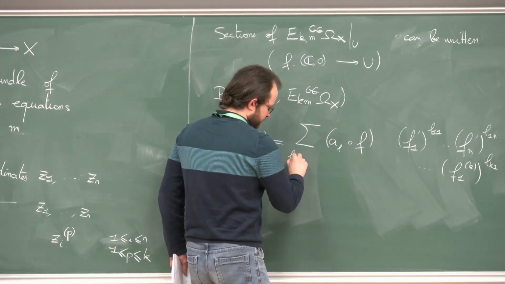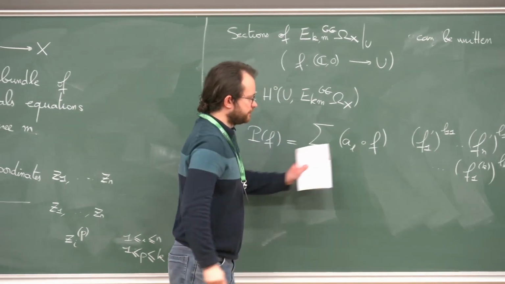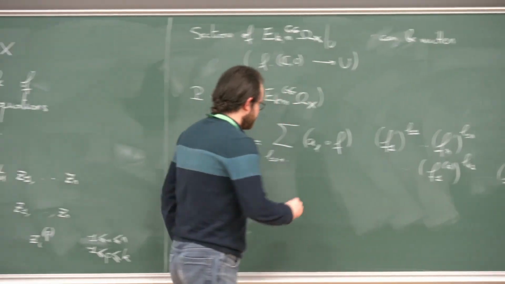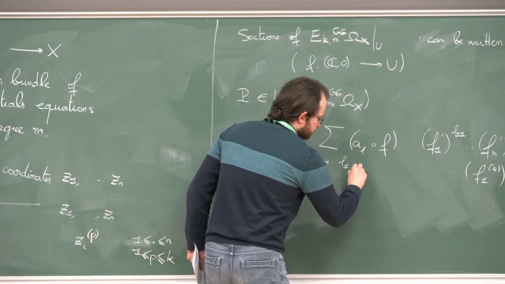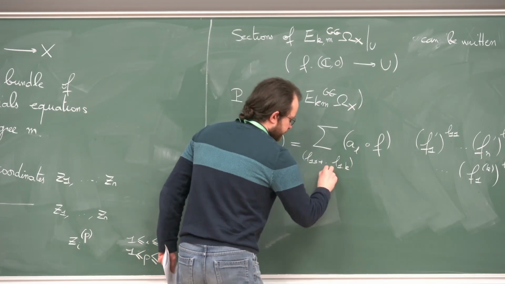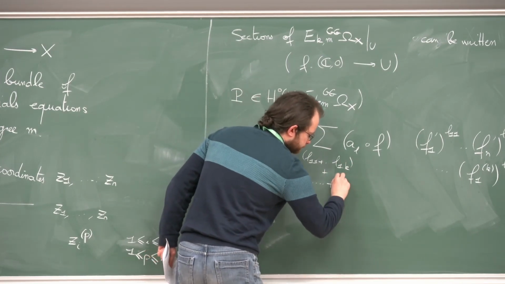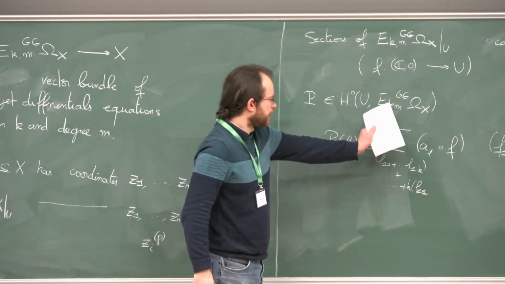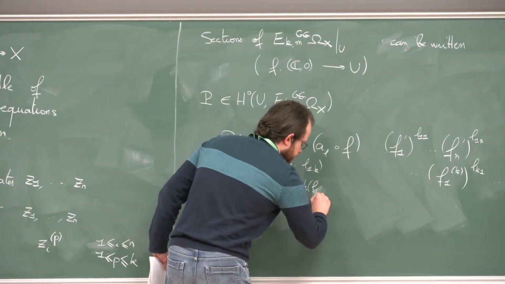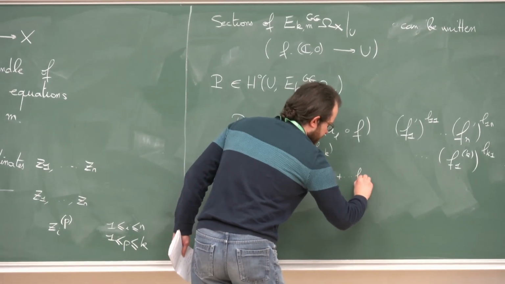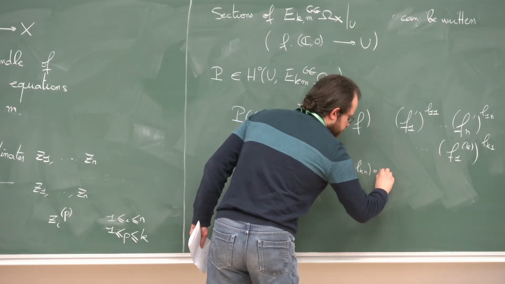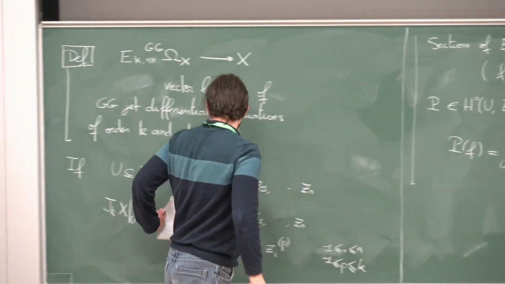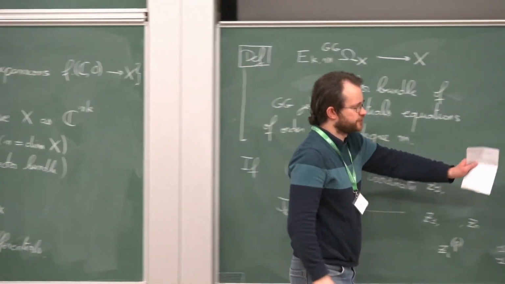And you sum over all possible choices of L's with the following restriction: you want a differential equation of degree m, so you have this restriction on the L's you are considering. Okay, so this is just to fix the ideas. Sections of these vector bundles are written this way.